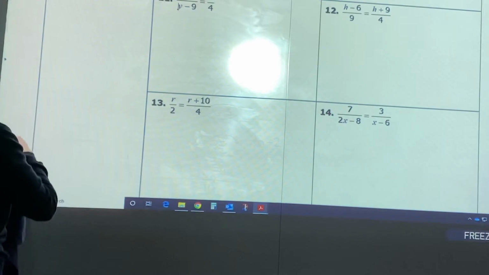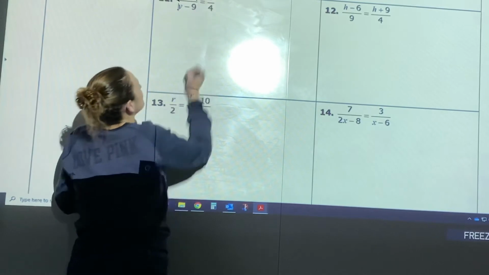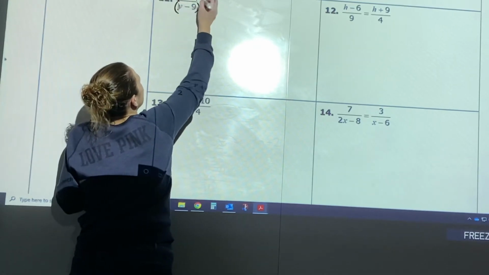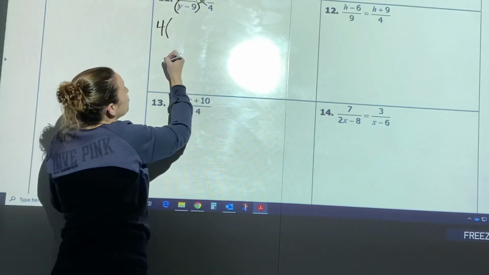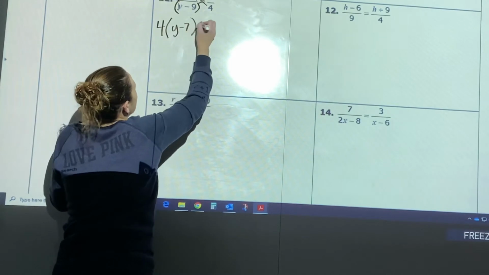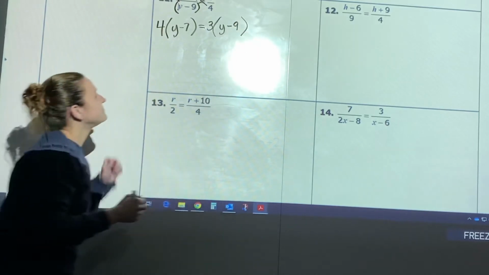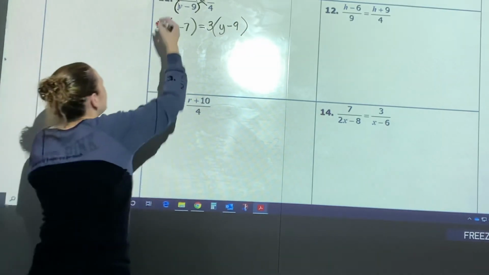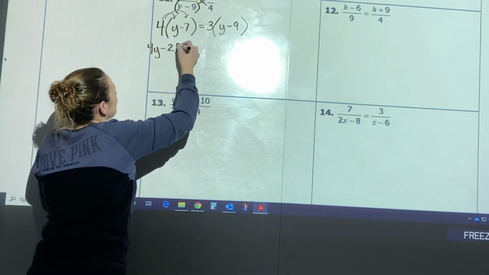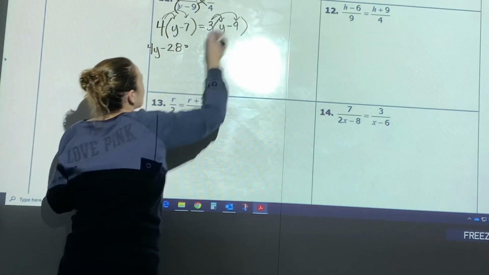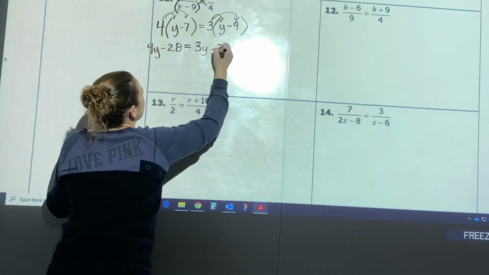We have y minus 7. We're going to put our parentheses around those two. And on the bottom, we have y minus 9. So as we cross multiply here, we're going to be sure to take 4 times the quantity, y minus 7, equals 3 times the quantity, y minus 9. All right, same as before, we're going to distribute in and get 4y minus 28 equals 3y minus 27.